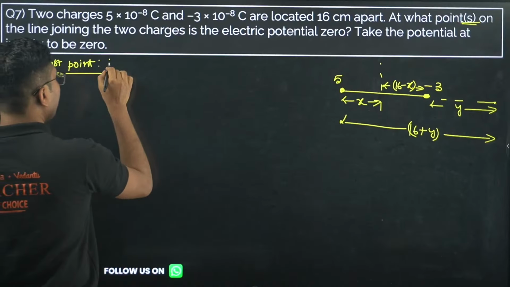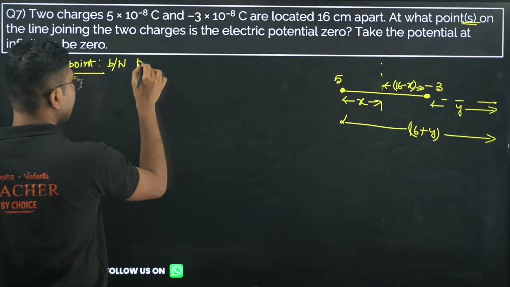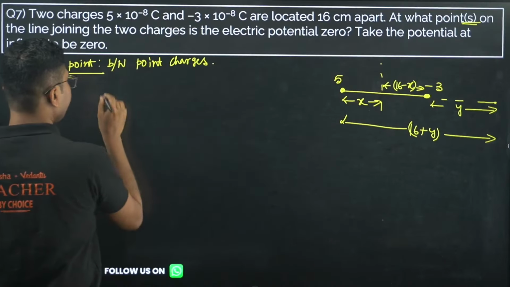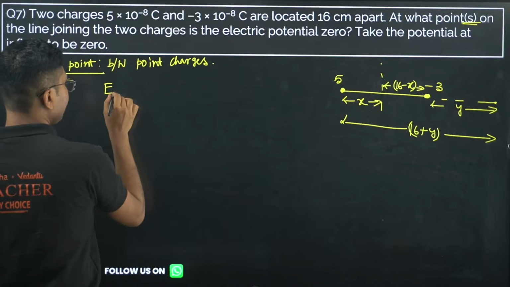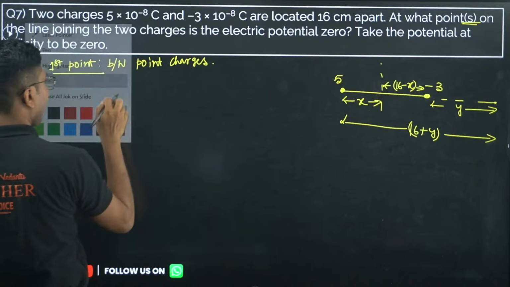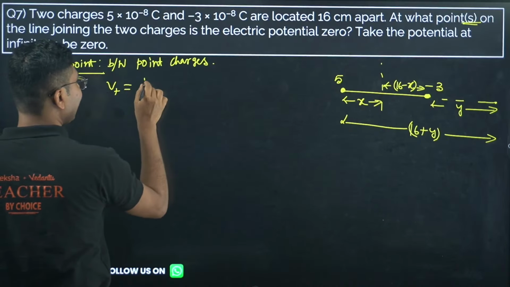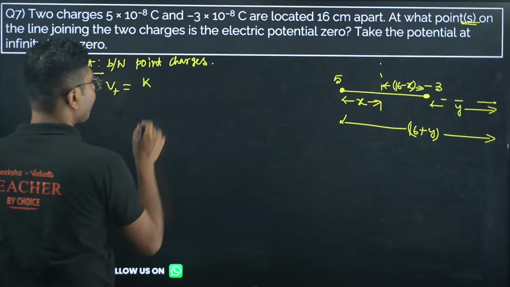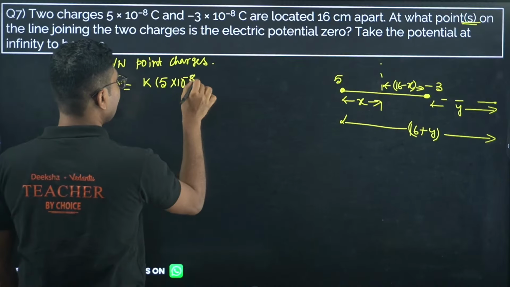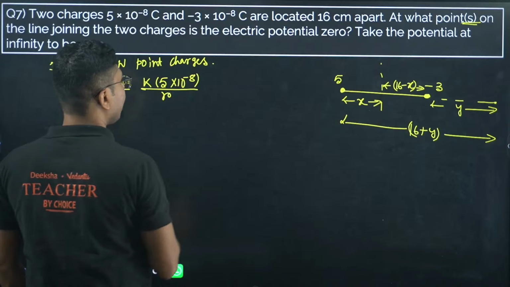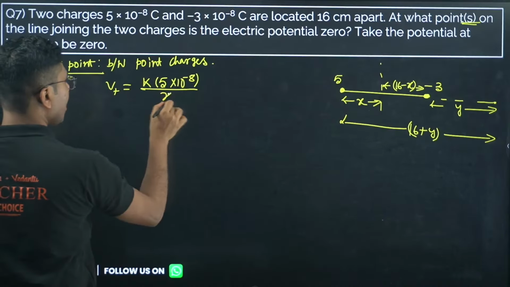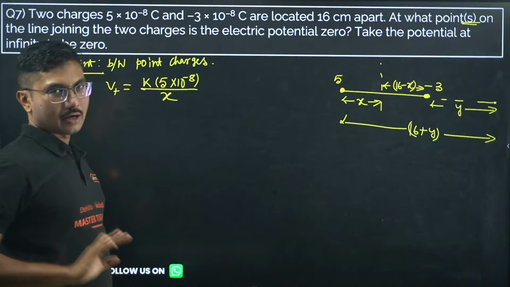First point is where? Between the point charges. Okay, so electric potential due to the positive charge is K into 5 into 10 to the power of minus 8 divided by R, here R is x. Remember, there is no square for potential. For potential it is only distance R, not R square.